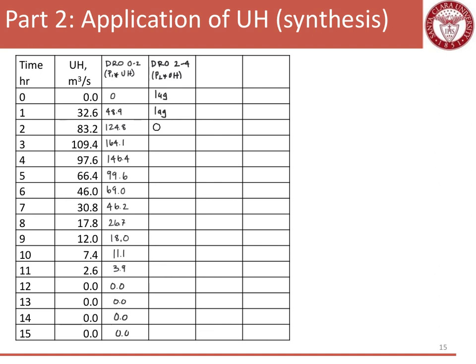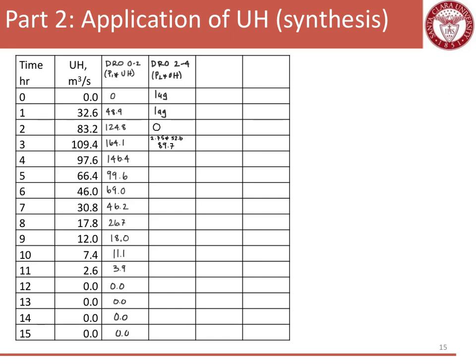I'm going to have a 0 in this column. So now I'm going to go to the next column. I'm going to take 2.75. I'm going to write it out in here so you know what I'm doing. This is going to be 2.75 times 32.6, which is 89.7.